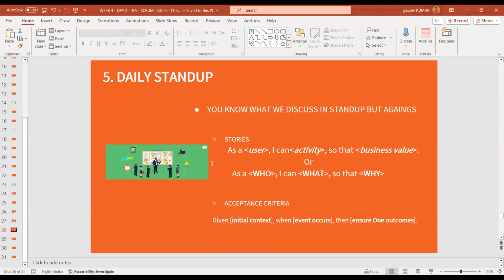I have also mentioned a few days ago how to write a user story. The format is like this: as an actor, I can do this action so that this value will be added. Okay, so this is another representation: as a who, I can do what, and so that why will be completed.